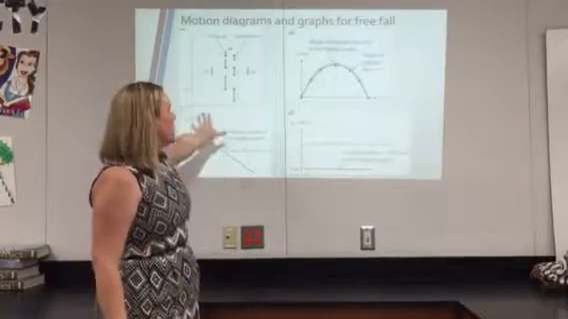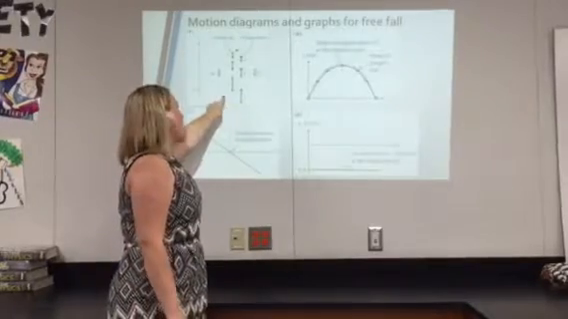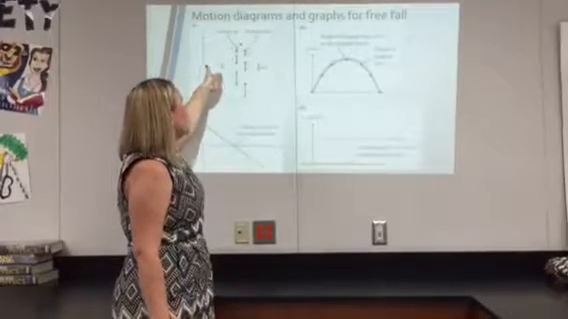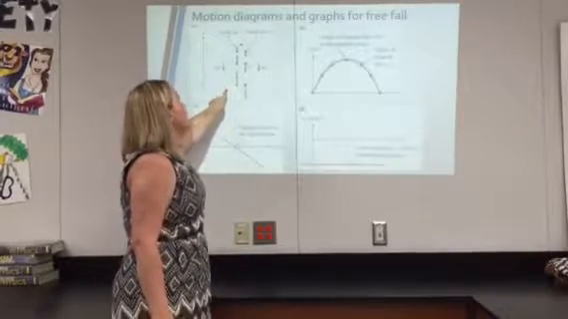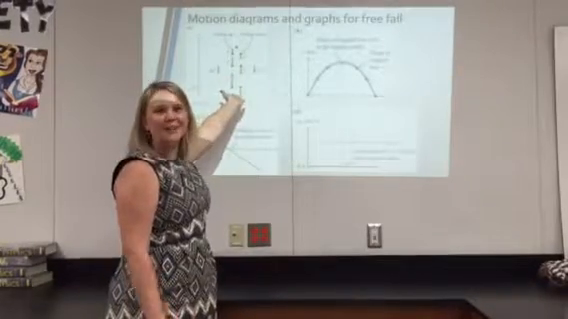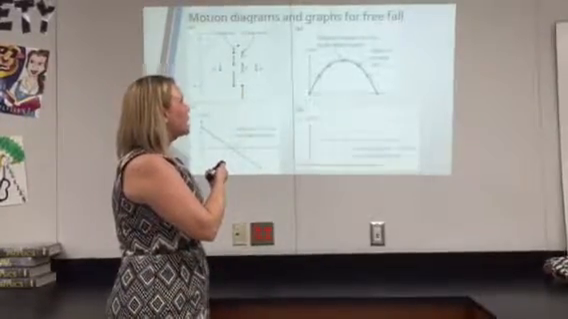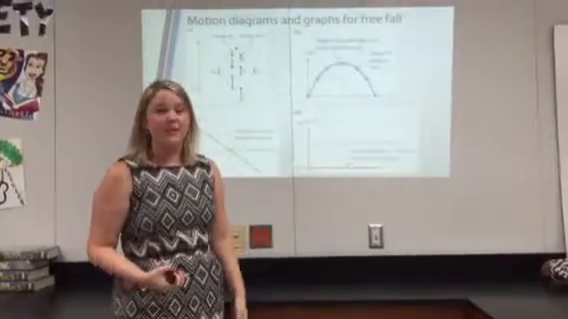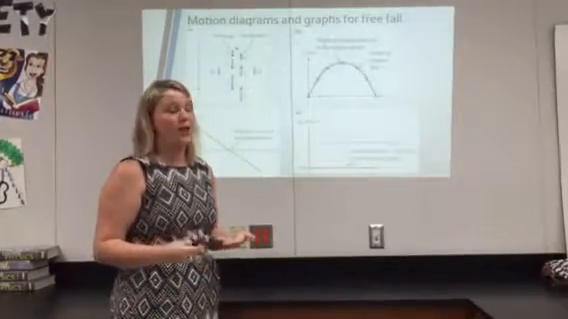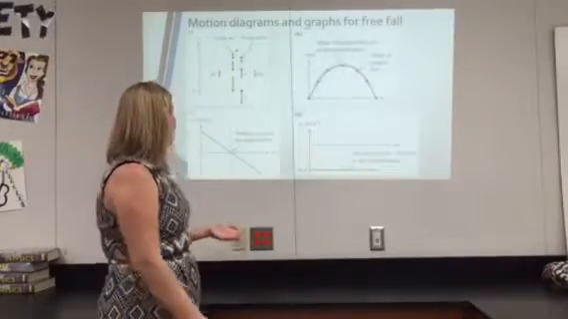Here are some motion maps and graphs. These should look very familiar to you. Motion map, remember the dots are the time and the arrows represent motion. So this object is going up and then coming back down. Notice it's slowing down as it goes up and speeding up as it goes down. We have this position graph. Notice we have y on the y-axis now because that is the vertical position of the object and it's not the horizontal position anymore. So it starts at 0, it goes up, and then it comes back down.